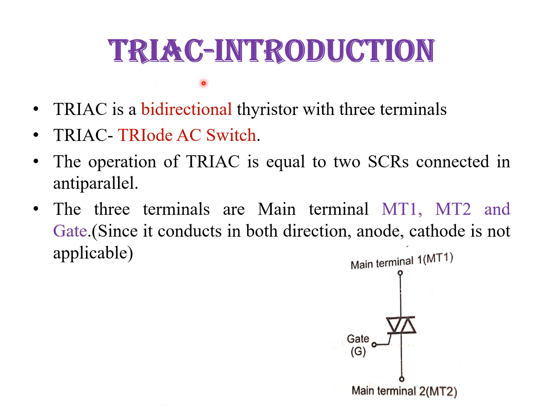TRIAC. The expansion for TRIAC is triode AC switch. It is a bidirectional thyristor with three terminals. Normally SCR is unidirectional, but TRIAC is bidirectional. The operation of TRIAC is equal to two SCRs connected in anti-parallel.